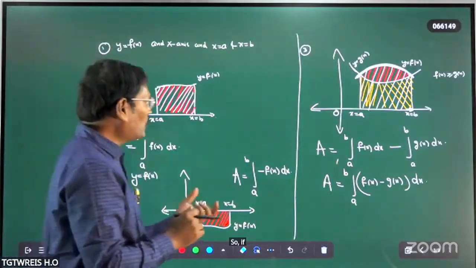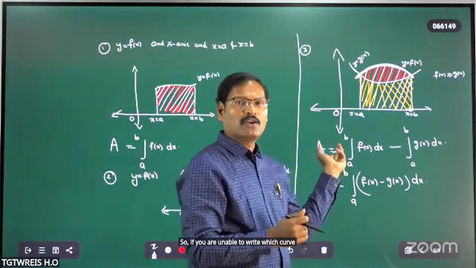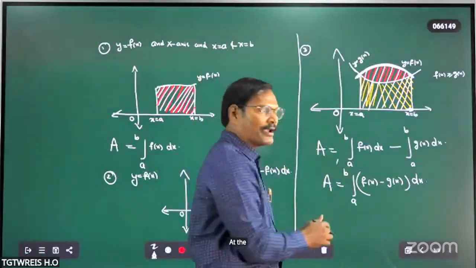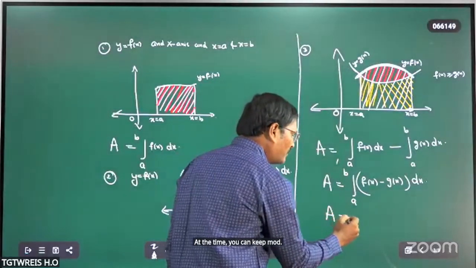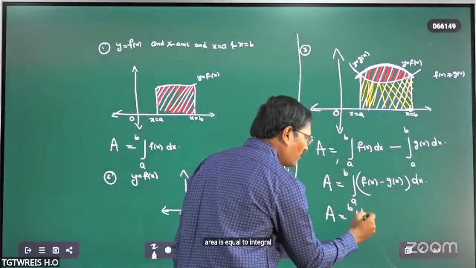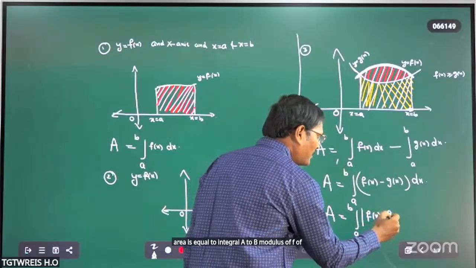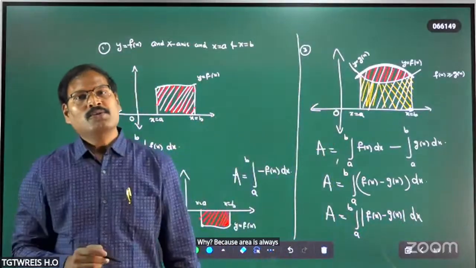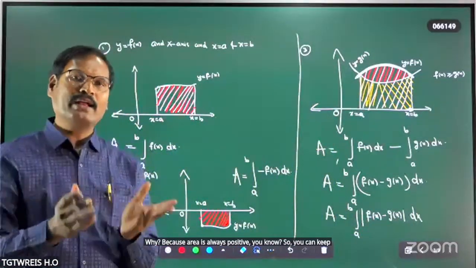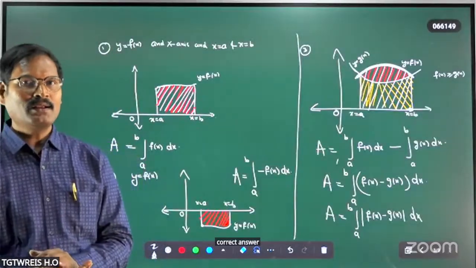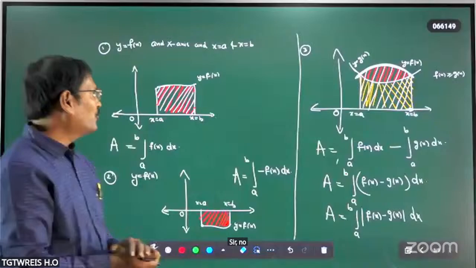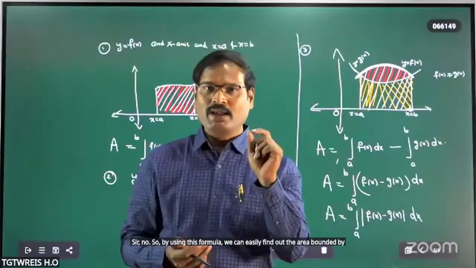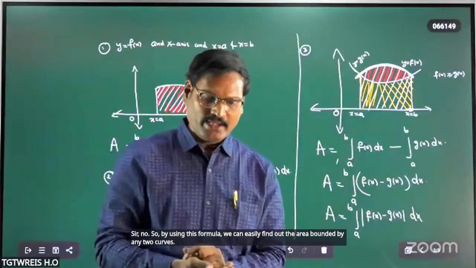If you are unable to decide which curve to write first and which to write next, at that time you can keep the modulus. Area is equal to integral a to b modulus of f of x minus g of x dx. Why? Because the area is always positive, no? So you can keep the mod sign, then you will get the correct answer. Is it clear? Yes or no? So by using this formula, we can easily find the area bounded by any two curves. Okay, is it clear?